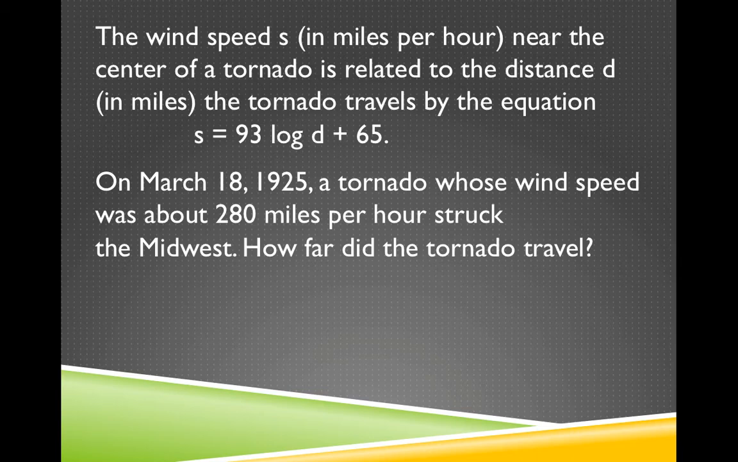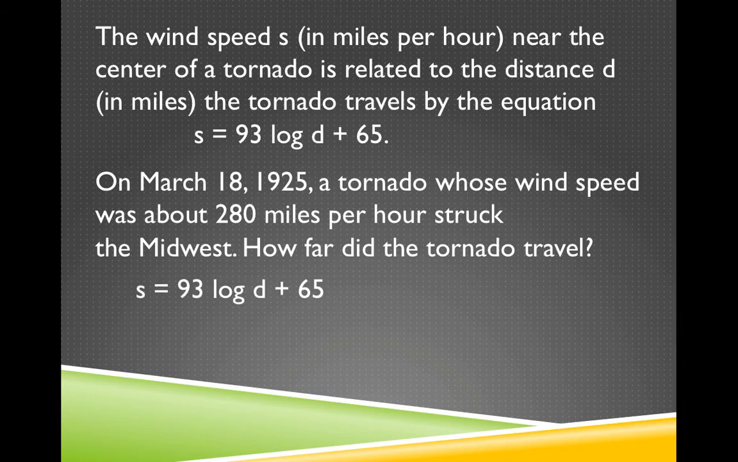In the next example, we're looking at the wind speed s in miles per hour near the center of a tornado, and it is related to the distance d in miles that the tornado travels, and this is given by the equation s equals 93 log d plus 65. On March 18, 1925, a tornado whose wind speed was about 280 miles per hour struck the Midwest. How far did the tornado travel?